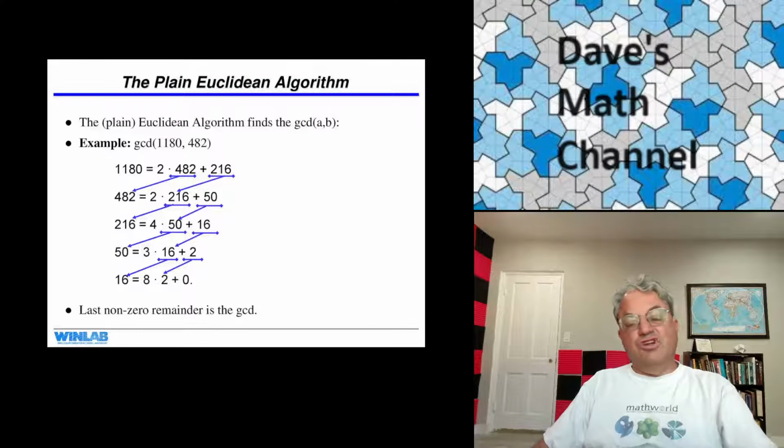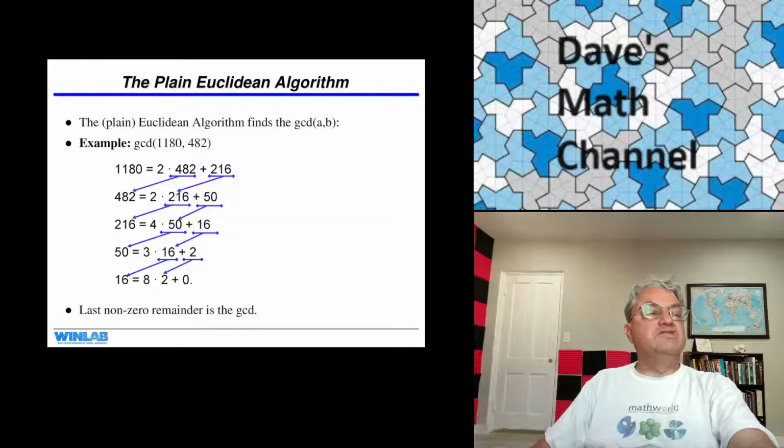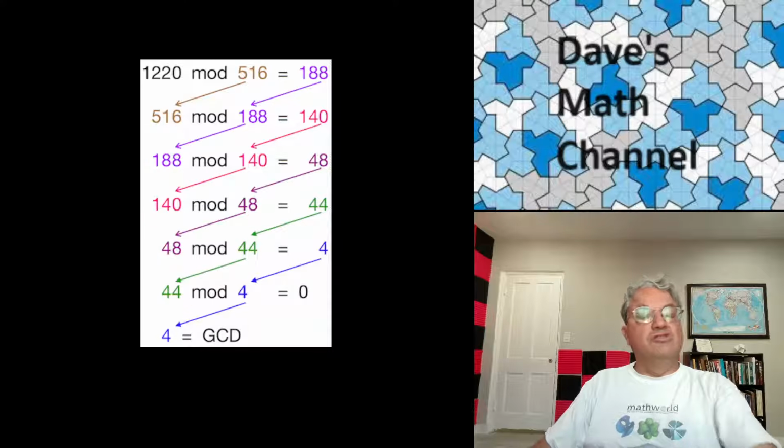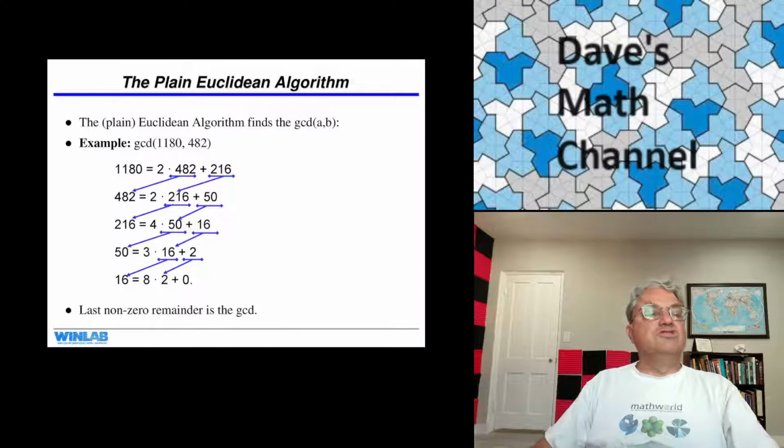And I'll just show a couple of examples. These may be out of sequence. I think, no, but okay, so here's the first example. Suppose we want to calculate the GCD of 1180 and 482.